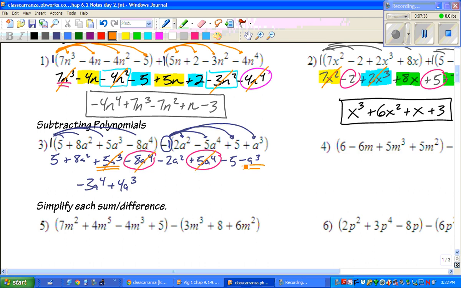Okay, so I've done that, done that, done that, done that. Let's see, so we got squareds next. 8 minus 2, 6a squared. And then 5 minus 5, those actually cancel out. That's what we're left with. Negative 3a to the 4th plus 4a cubed plus 6a squared.